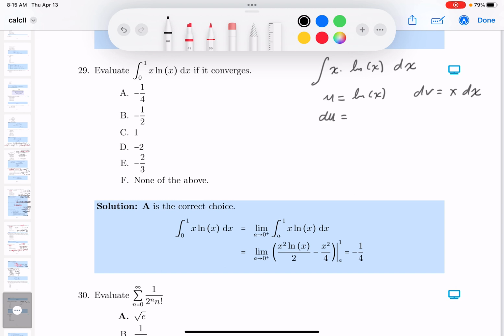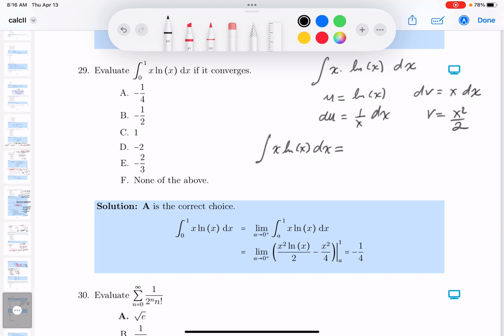du equals 1 over x dx. And v would equal x squared over 2. All right, I'm not worried about the integration constant until I remove all the integral symbols. So what do we get over here? We get the integral of x ln x dx.